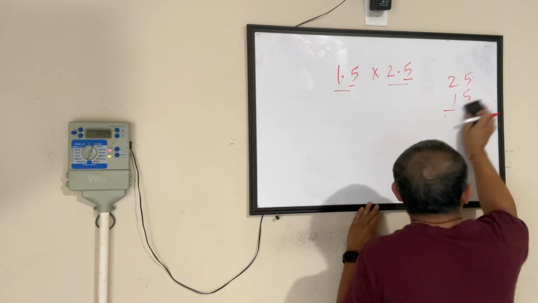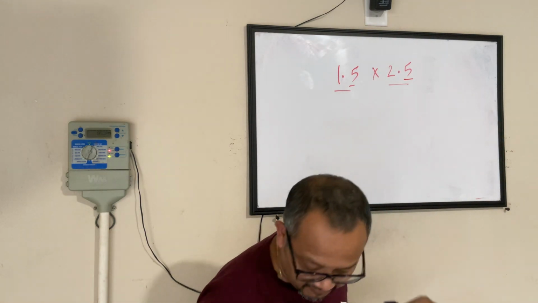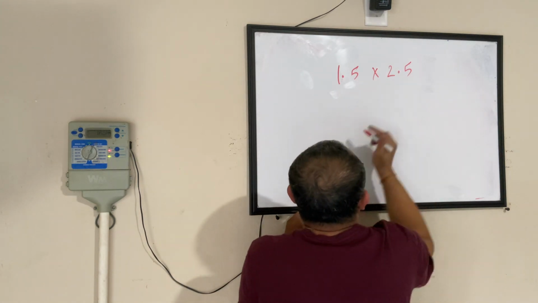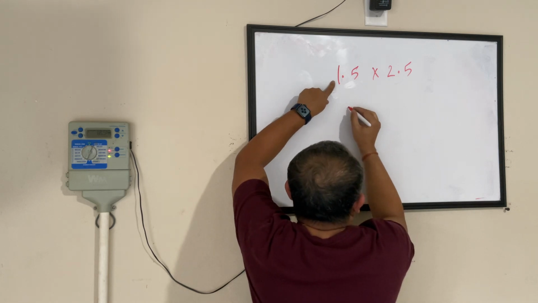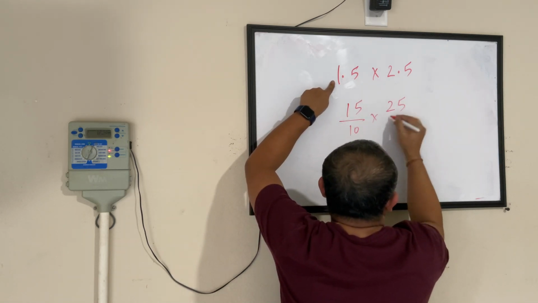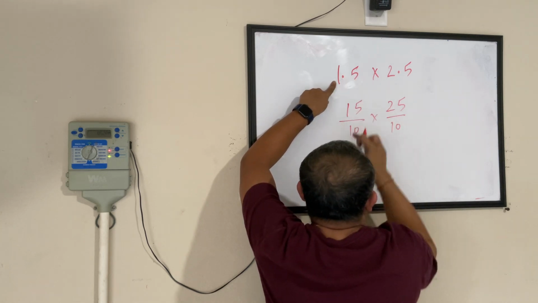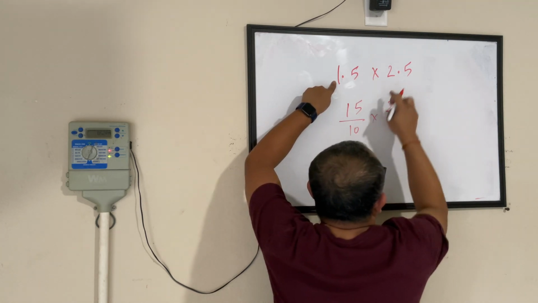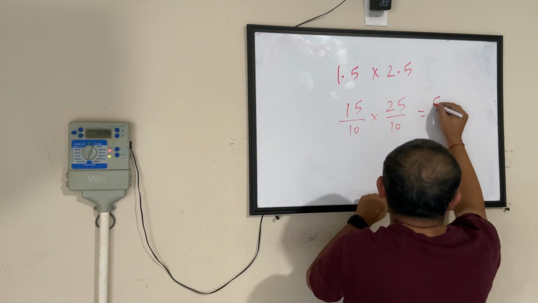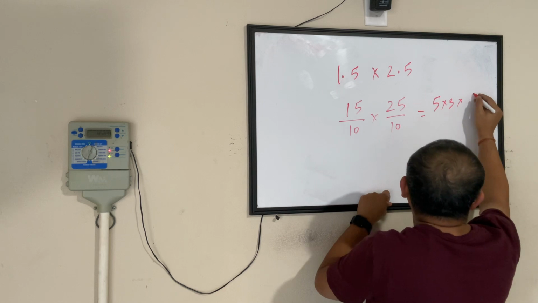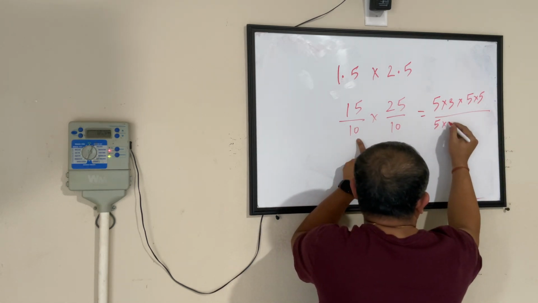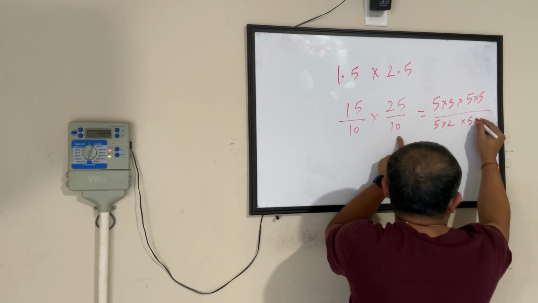Now the second approach is what I was telling you guys: fraction is my best friend. So I will convert this to a fraction. 1.5 becomes 15 by 10 and 2.5 becomes 25 by 10. One decimal digit, 1 0. Now 15 I can write as 5 into 3 and 25 I can write as 5 into 5. And 10 I can write as 5 into 2, and the other 10 also as 5 into 2.